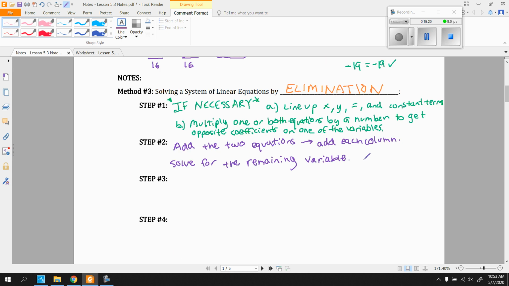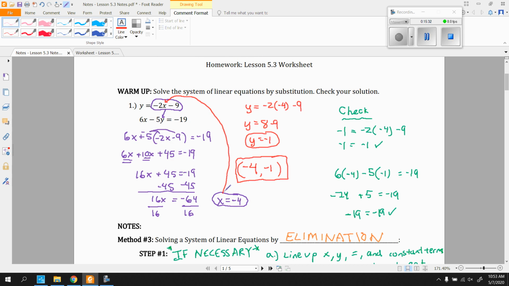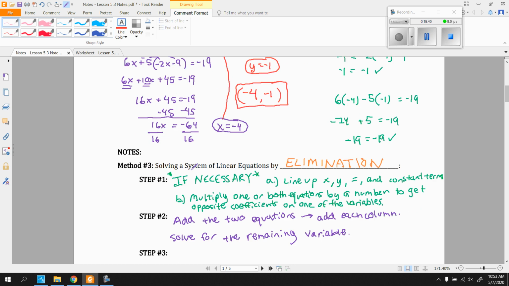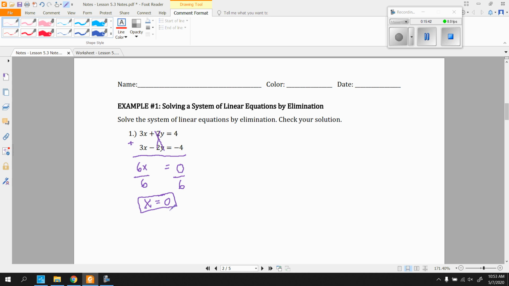Add the two equations top down at each column and then solve for the remaining variable. Okay? Step 3. No matter whether you're using this method we used above, this step 3 is always the same. We're basically down to this spot where we have an x equal to something. How do I get the y here? I took it and I plugged it back in. I'm going to do that same thing here. I get to go back and pick one of the two equations and substitute this back in.